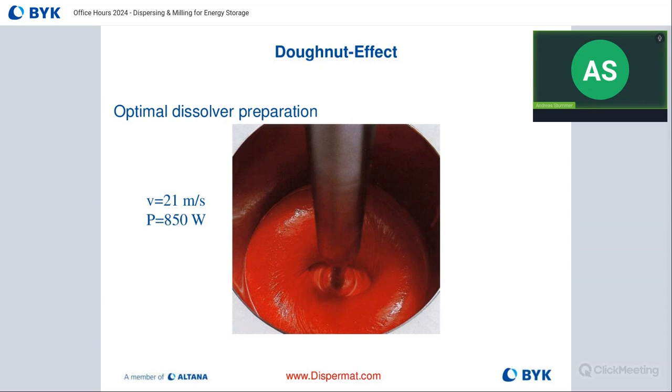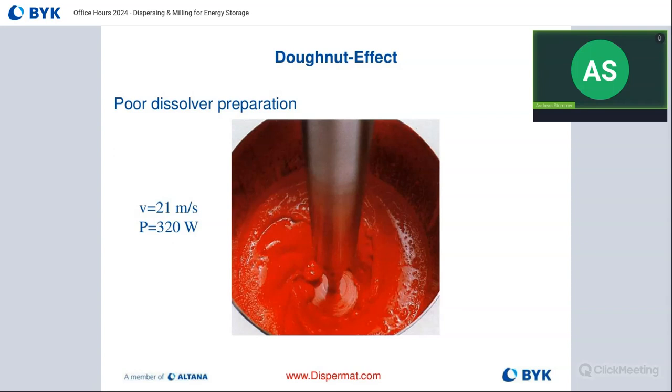In this case, this was not a battery slurry. It's actually a paint, but it's the same application. You get the idea of what's happening with the donut. So here you can see a really good donut, 21 meters per second of tip speed. So that's really optimum. And we are putting in about 850 watts of energy. So this looks like a very optimized slurry.